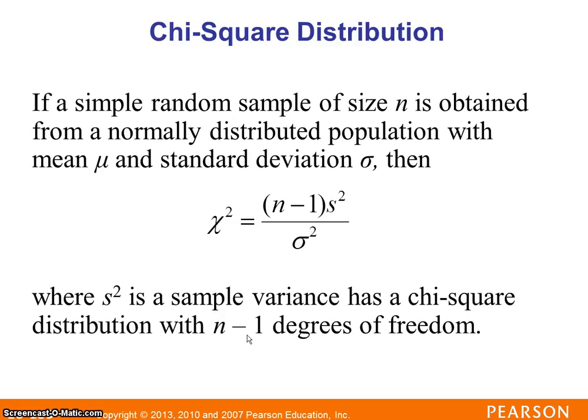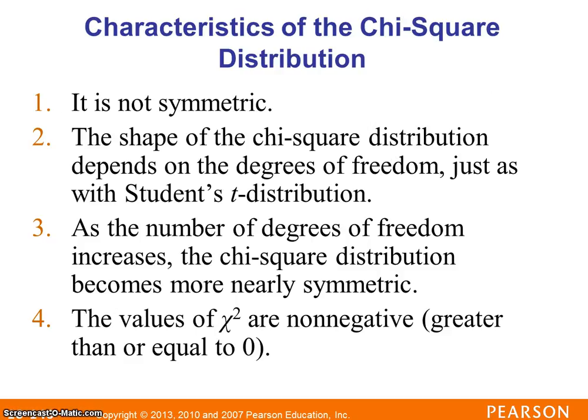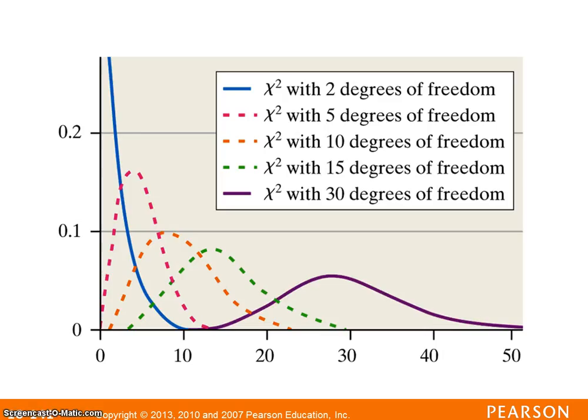So to remind you about a couple things about the chi-squared distribution, remember that it's not symmetric, right? The shape of the chi-squared distribution depends on the degrees of freedom. As the number of degrees of freedom increases, the chi-squared distribution becomes more nearly symmetric and normal. And then the values of the chi-squared are always non-negative, right? They're greater than or equal to 0. And so you can see what the shape of the chi-squared distribution becomes with greater degrees of freedom. You can see that it becomes more and more normal here.